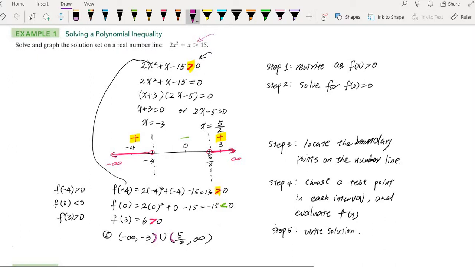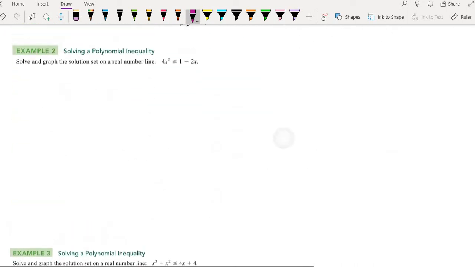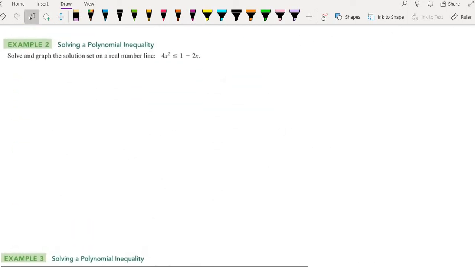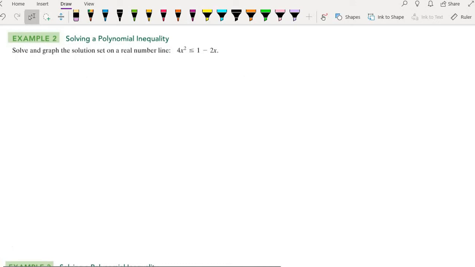Let's try another one. So example 2, we have another one. So let's look at this: 4x squared less than or equal to 1 minus 2x. So we know step 1, we need to rewrite this where our right side is 0, so we move everything to the left side. That will be 4x squared plus 2x minus 1 less than or equal to 0.